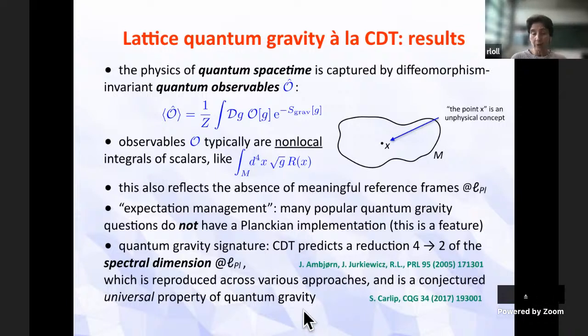So that was found quite early on in this framework. And what is interesting is that over more recent years, this has been reproduced in various approaches, and it's conjectured to be a universal property of quantum gravity. But it's, of course, very, very non-perturbative. You couldn't even dream of it just coming from perturbation theory.